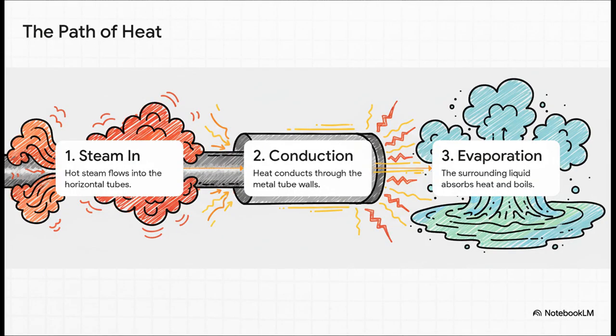And you can see that journey broken down right here. First, hot steam gets pumped into a series of tubes. Then that heat conducts right through the metal walls of the tubes, like how a spoon gets hot when you leave it in a cup of tea. Finally, the liquid that's all around those tubes soaks up that heat, starts to boil, and evaporates. It's really just a simple, elegant, three-step chain reaction.